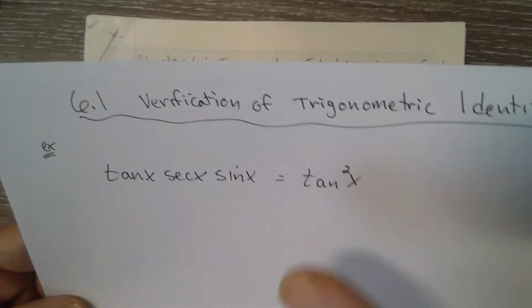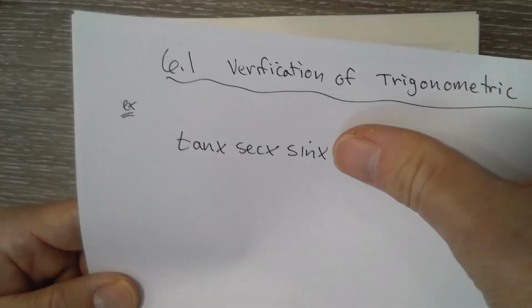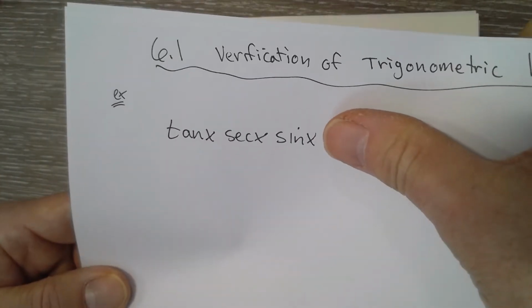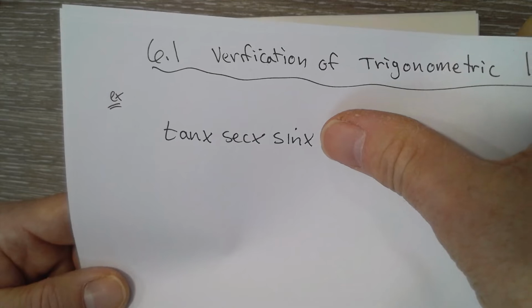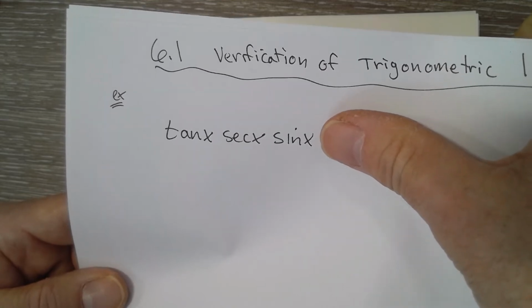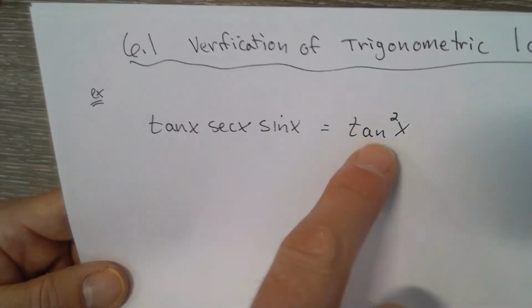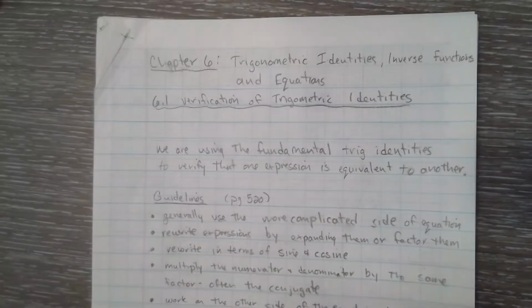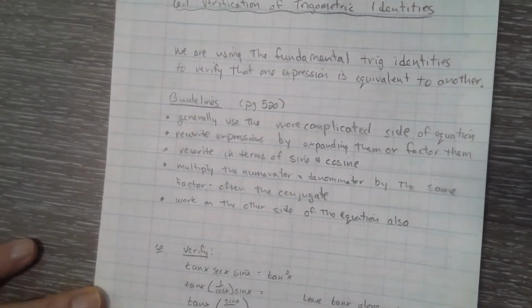You're verifying that this is equal to that. Before, you were asked to simplify this. So if you're going to simplify that trig expression, it may not be obvious where to stop. How do you know if it's completely simplified? Verifying, you know you're done when both sides are equal to each other. So that's what we're doing today. There are some guidelines. I've talked about this a little bit already in chapter 5.